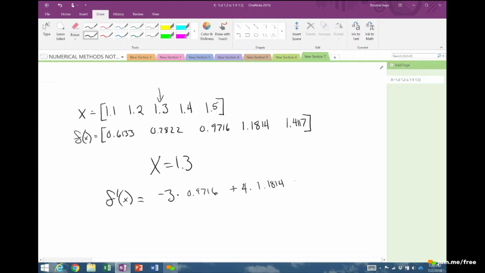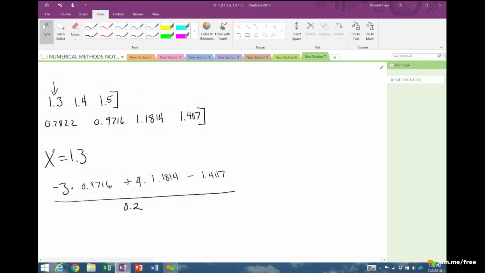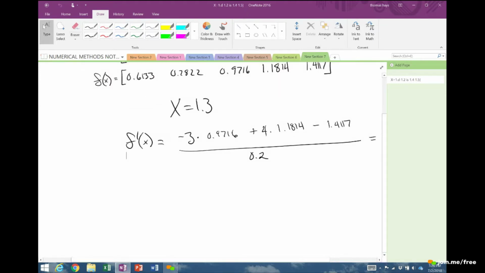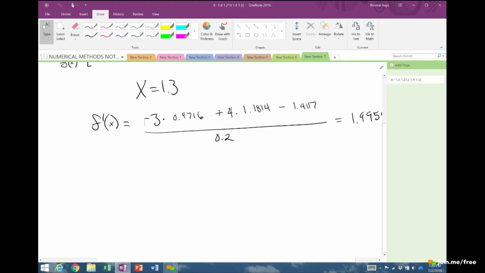And then the formula lastly says minus 1 times the plus 2 element, which would be 1.4117. All of this divided by 2h, which h in this case is 0.1 because that's the step size between our x values. So 2 times that would be 0.2. We should be set to calculate a final derivative value of 1.9955.